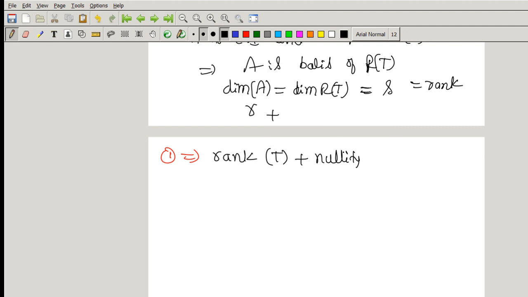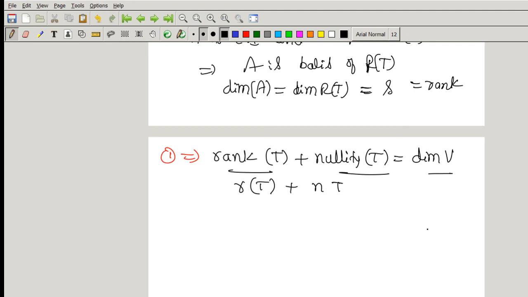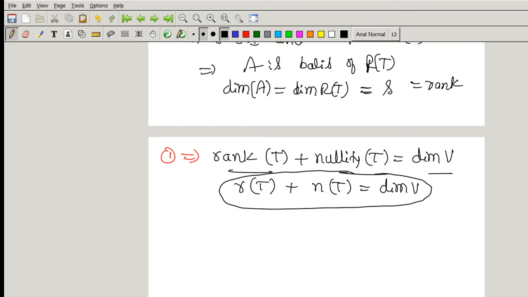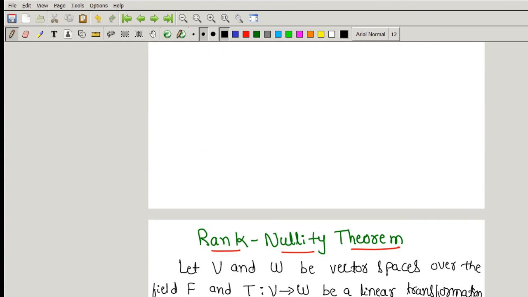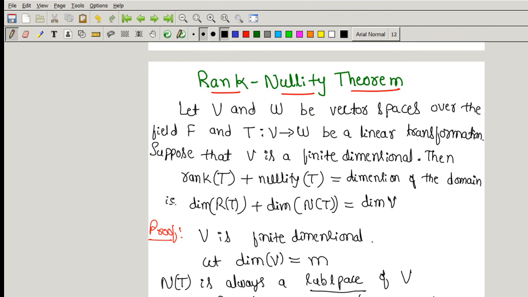Rank of T plus nullity of T is equal to the dimension of the domain, that is, the dimension of V. Rank of T is denoted by R of T, and nullity is denoted by N of T, and their sum is equal to the dimension of V. Rank of T plus nullity of T is equal to the dimension of the domain space, and that is nothing but V. So I just want to glance at this once more.